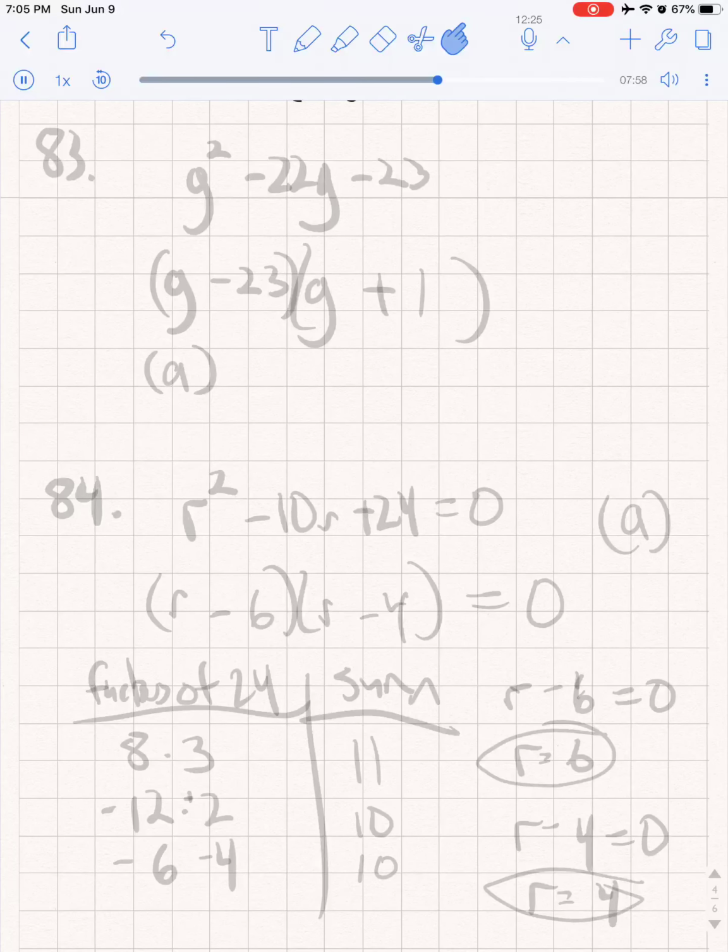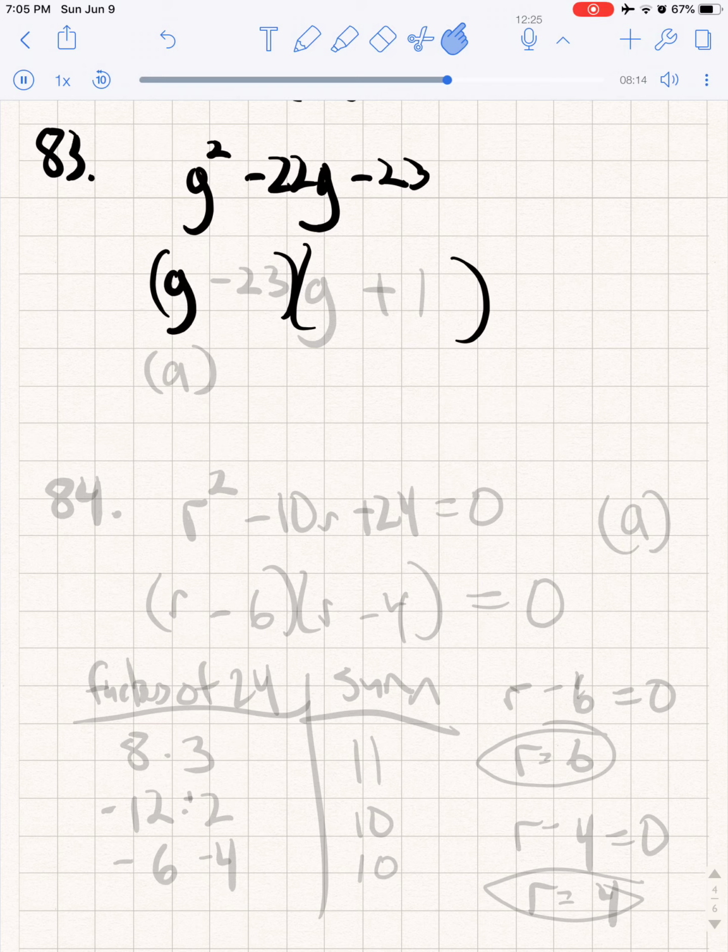83, we have g squared - 22g - 23. If we factor this, what are we going to have? We did this on assessments so many times. 23's factors are 23 and 1. So I'm going to make the 23 negative and the plus 1 positive. All right? So that is choice what? A.